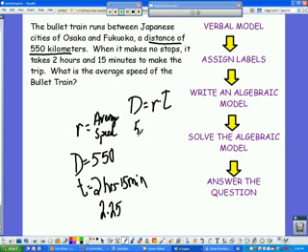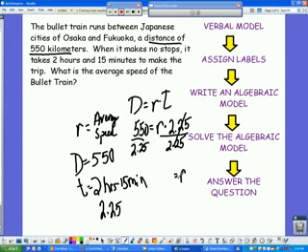So the distance is 550. The rate is what we're looking for, and our time is 2.25. The last step is just to solve it, and you get R equals 244.4. That's your final answer.